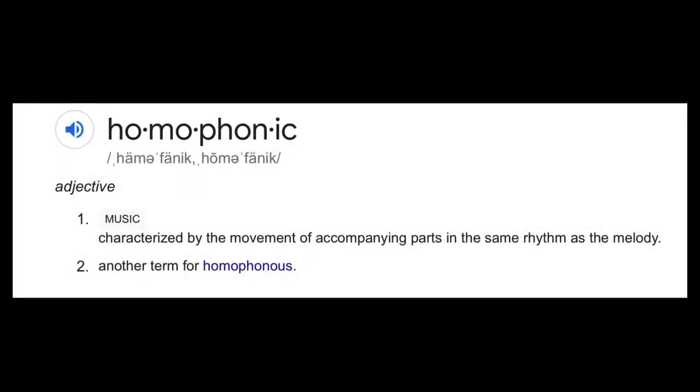The second type of texture we're going to learn is called homophonic. Homophonic can sound different depending on how it's being represented. Here we see that it's characterized by the movement of accompanying parts in the same rhythm as the melody. For example, if our melody is, this melody can be supported by homorhythmic and homophonic sounds. In other words, all the voices are moving at the same time.